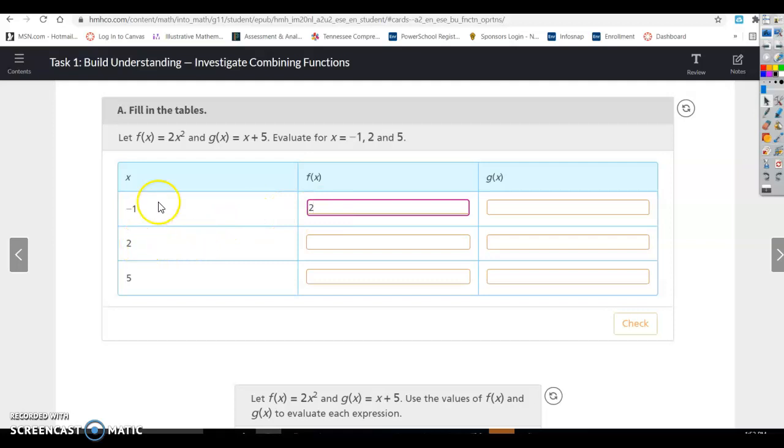Then we're going to take 2, substitute it into f of x. 2 squared is 4. 4 times 2 is 8. And then 5 squared is 25. 25 times 2 is 50.